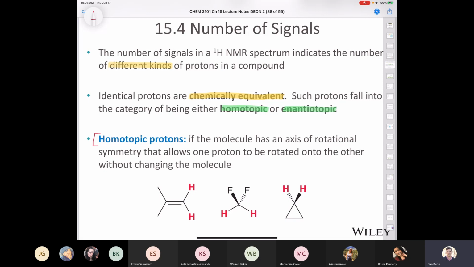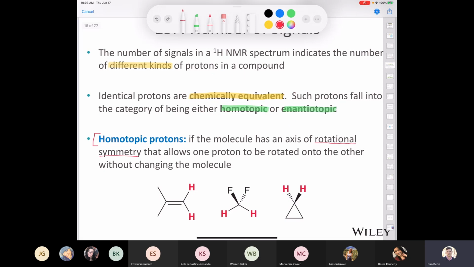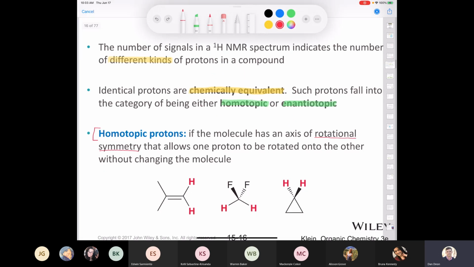If a molecule has an axis of rotational symmetry, if you can just spin the molecule around somehow, you rotate it around an axis, 180 degrees, and it allows one proton to be rotated onto another, well, then the protons are homotopic. That means they're chemically equivalent. That means they're going to show up in the exact same place on an NMR spectrum. We will not be able to differentiate between them. So here's an example right here.